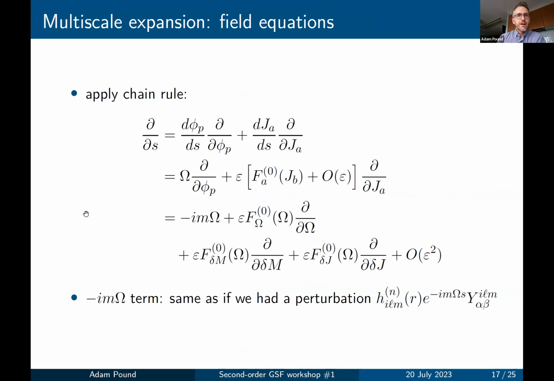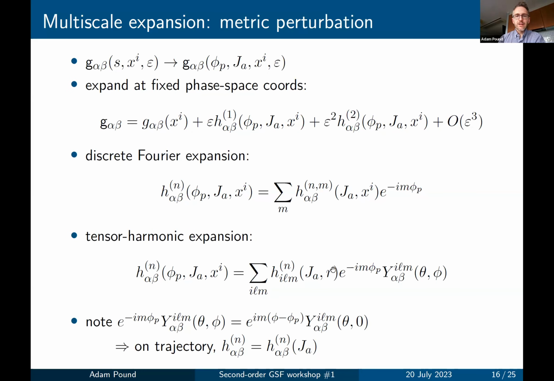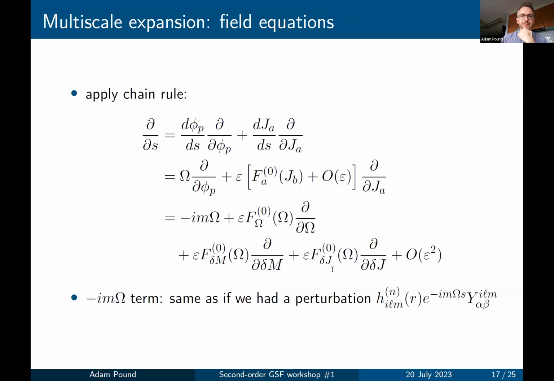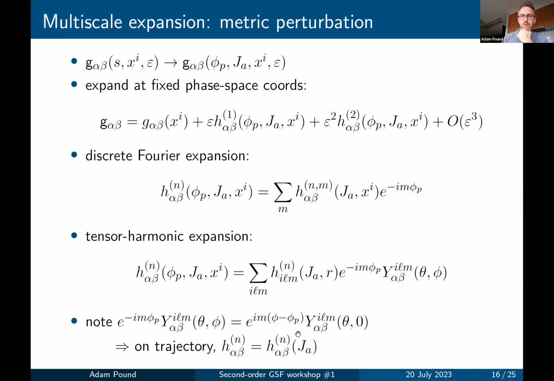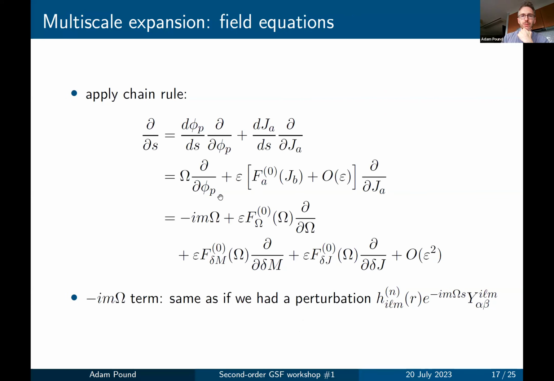Okay, so if we have expansions like this and we substitute them into the Einstein equation, what happens? All the dependence on time is encoded in a dependence on phi p and these evolving parameters. So wherever we have a derivative with respect to time, we apply the chain rule. So we get the derivative of phi p with respect to s times a derivative with respect to phi p, plus the derivative of the parameters with respect to time times a derivative with respect to the parameters. So this acts on these coefficients here. This term is just the frequency. This term, we already said what it was. It has this expansion in these capital Fs.